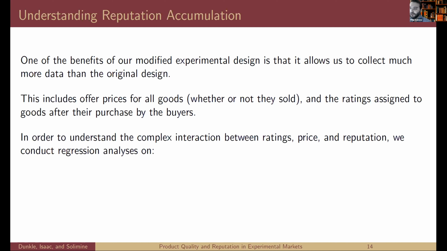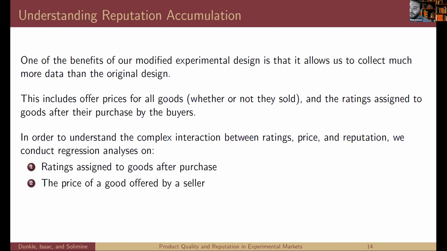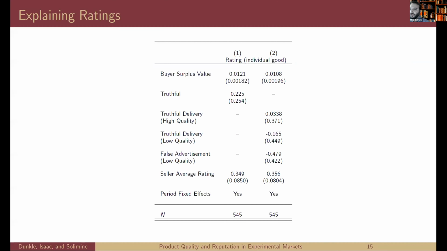In order to understand this complex interaction that we get between ratings, price, and reputation, we will conduct regression analyses on the following variables: the rating assigned to good after purchase, the price of a good offered by a seller, and the probability that a good is purchased based on its characteristics. So beginning with the ratings. How do buyers assign ratings to goods based on their characteristics?